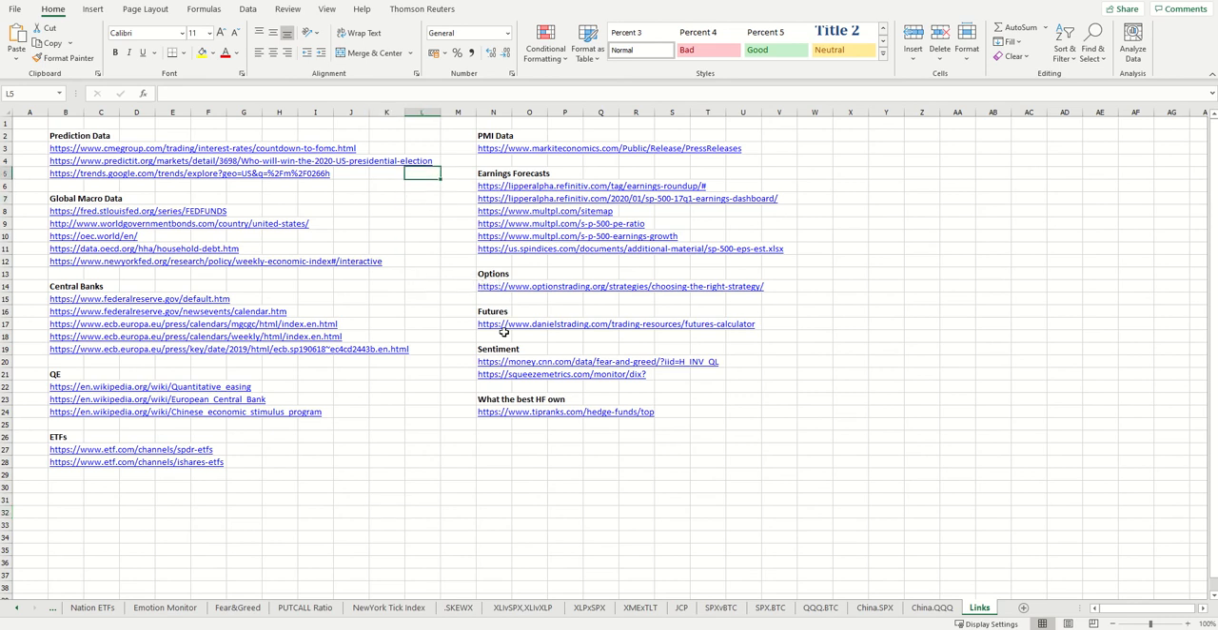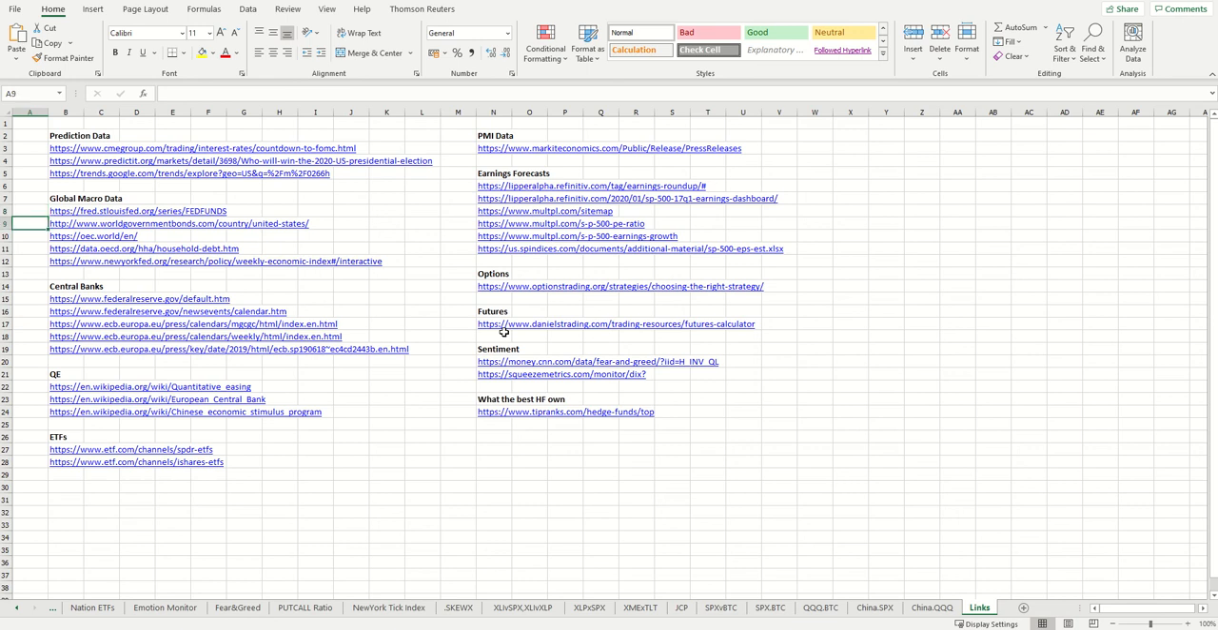So prediction data, so this is just data that predicts. The first one is predicting of interest rates, the second one is prediction of political outcomes. Then Google Trends, you can just put in a keyword, and right now the keyword tends to be inflation, so you can just chuck inflation into Google Trends and see when it's priced in, just like when COVID was as well. Global macro, so you've got the St. Louis Fed there, which I go on about because it has great data on there for free.